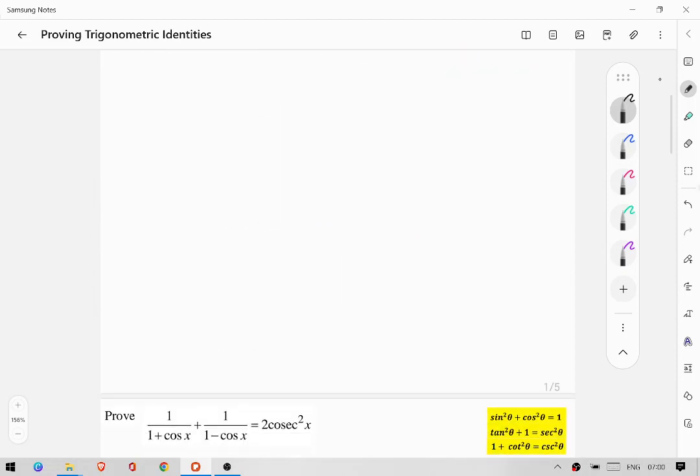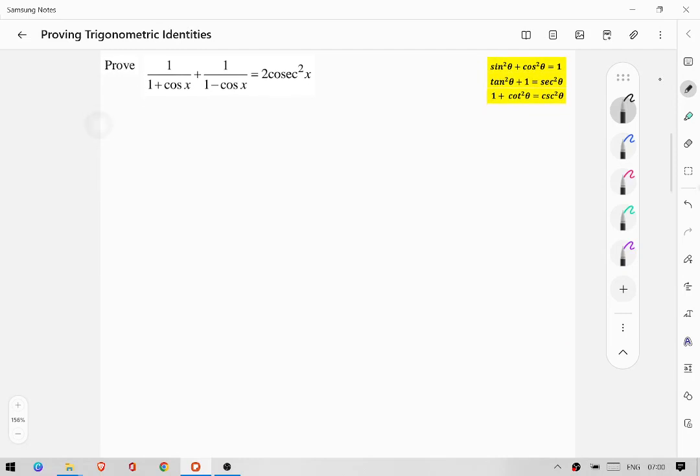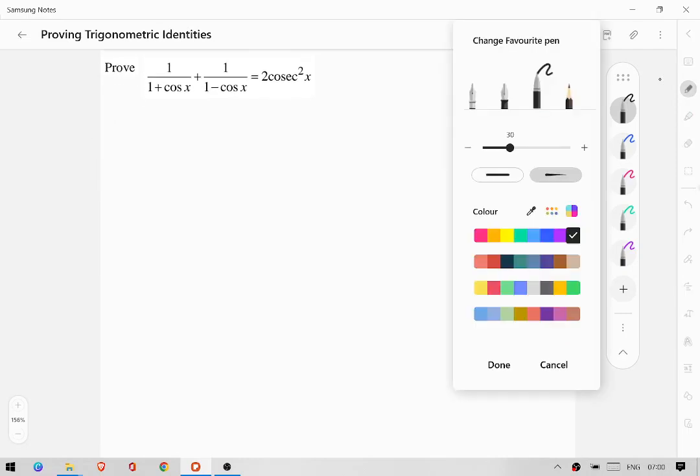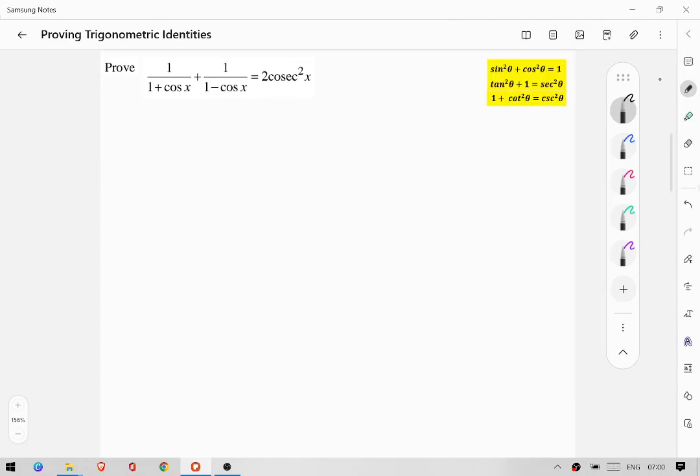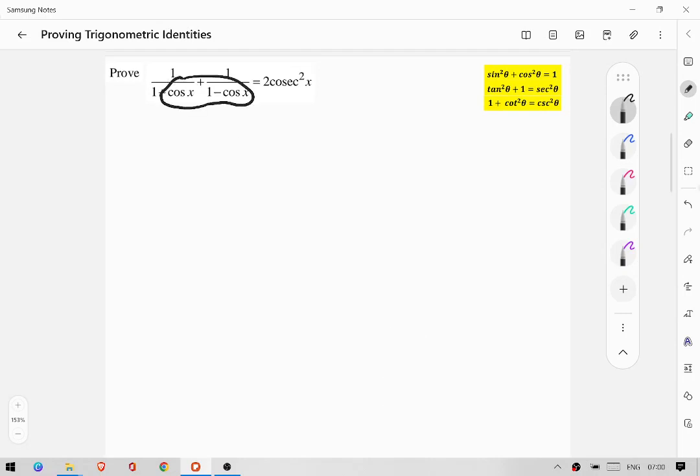Okay, so let's go to the next one. This one we have two fractions, and over here we don't have any square. So what we have to do, copy paste first: cos x plus 1 over 1 minus cos x.